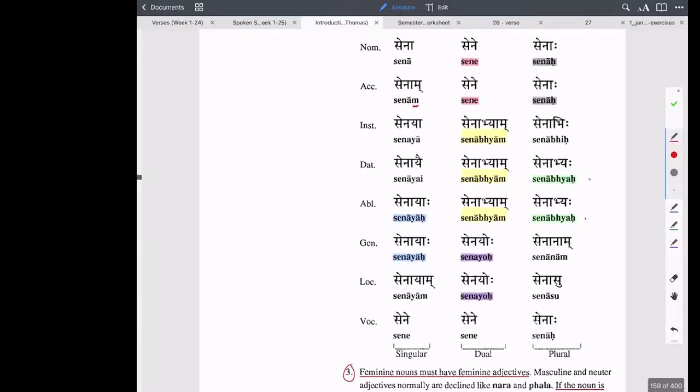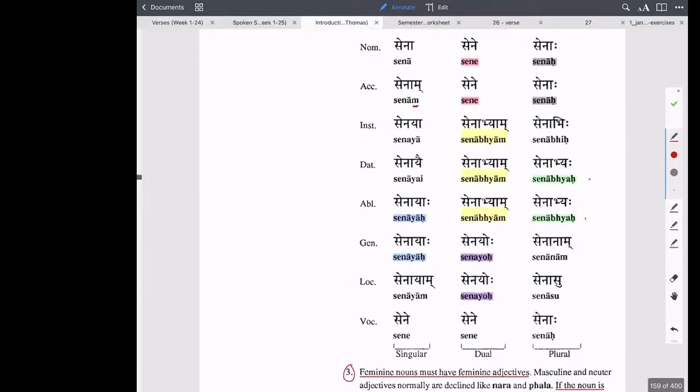Of the army, senayaha, senayoho, senanam. Again, senayaha, senayoho, senanam. Locative, on the army, or more like in the army: senayam, senayoho, senasu. Senayam, senayoho, senasu.